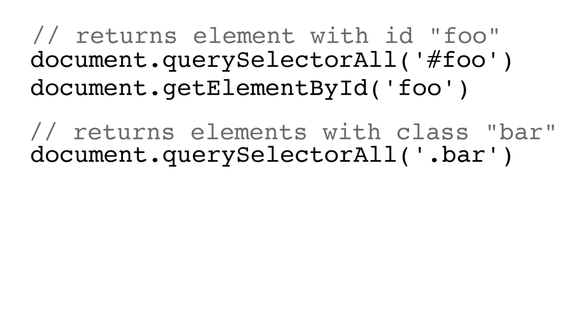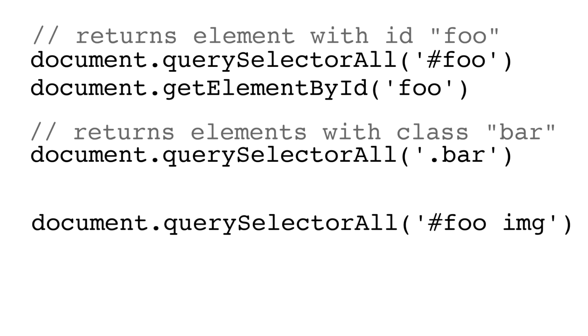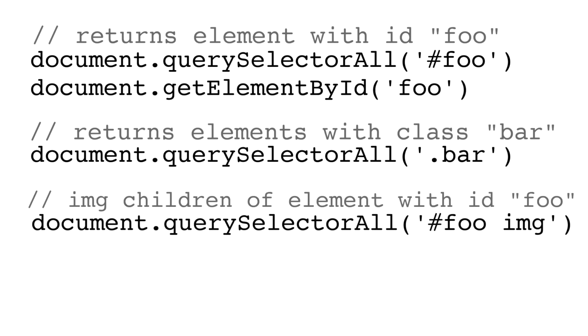So if we pass in the string "#foo img", that's going to give us back all of the image elements that are children of the element with the ID foo. So as you can see, by combining selectors, we have some really powerful search capabilities. But under the hood, the DOM is really just a tree, and these selectors allow us to abstract that away to some degree, because we don't always care about the entire structure of the DOM tree. So that was a quick overview of the DOM, and thanks for joining us.